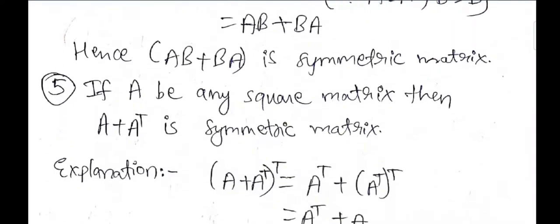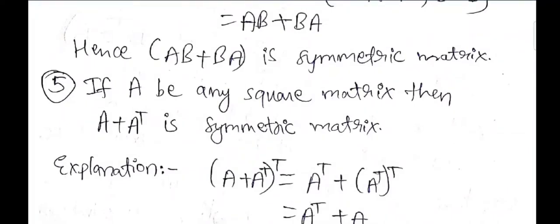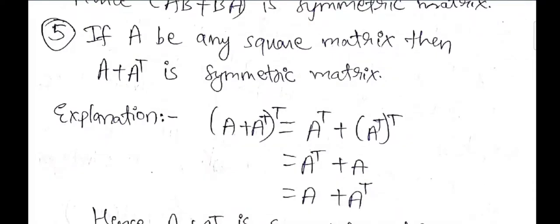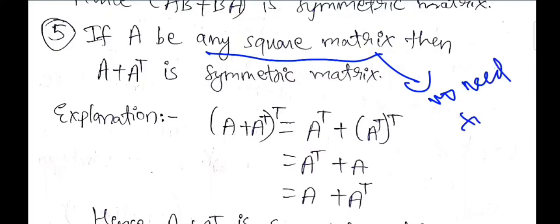Now, if A is any square matrix, then A plus A transpose is a symmetric matrix. This also you have to prove. How will you prove this? Over here, in this fifth condition, A is any square matrix, and there is no need to say it is symmetric, because the proof will tell you.